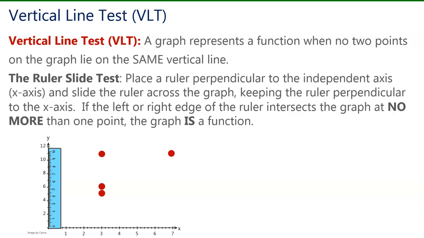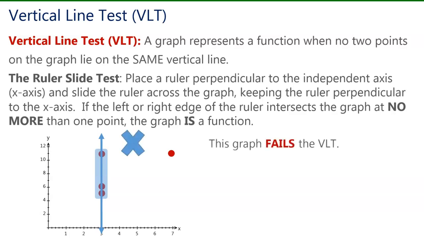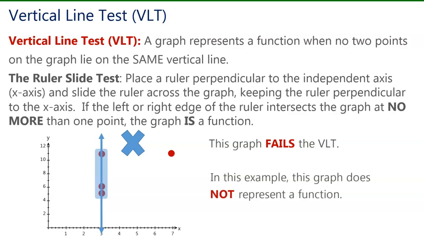So here's my ruler. We're going to slide it to the right. And you can see that this ruler intersected these 3 points. That's more than 1 point. And you can see that these 3 points lie in a vertical line. This graph fails the VLT. In this example, this graph does not represent a function.